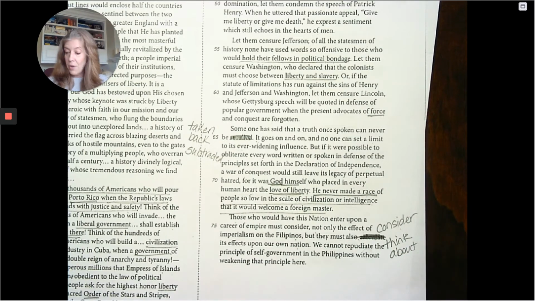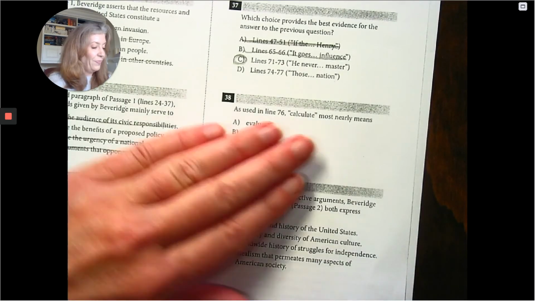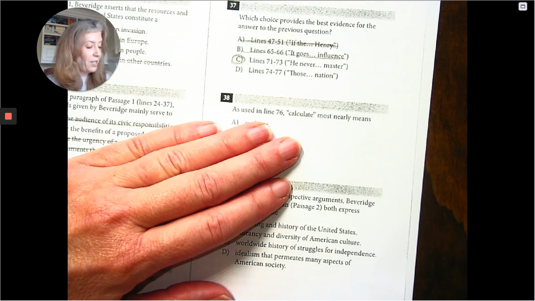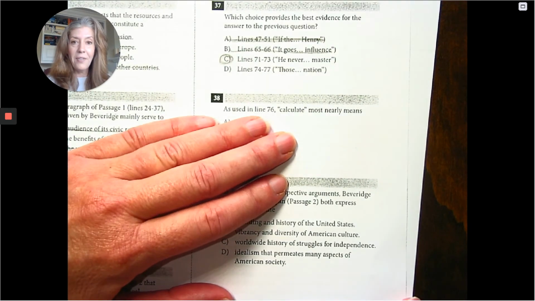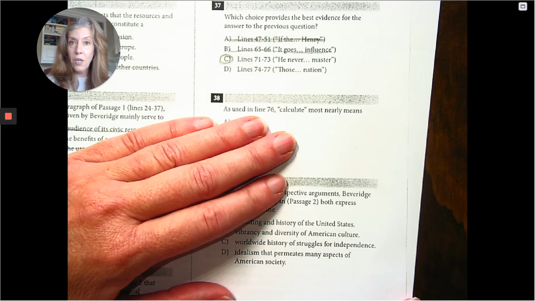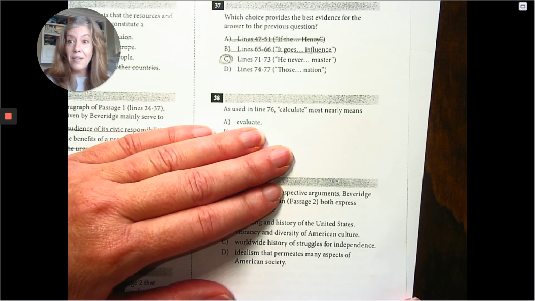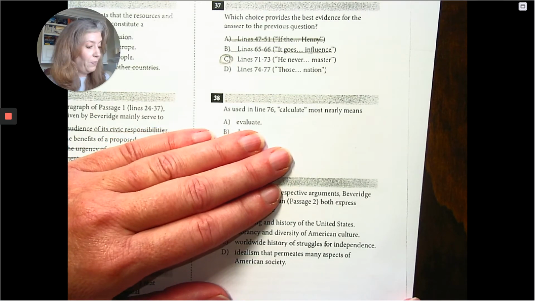Think about. They must also think about. So consider and think about. Let's have a look, covering up possible answer choices. In line 76, calculate most nearly means consider and think about. Evaluate, I think that means consider or think about, so let's keep that one.